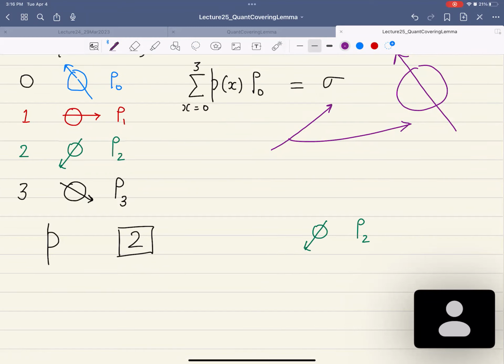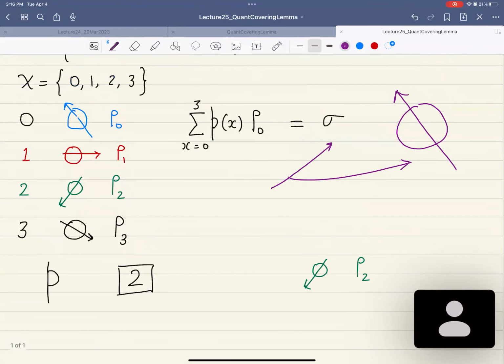Tomorrow I'm again going to pick this random index. I'm going to prepare the corresponding quantum state and give it to Bob. So now let's look at what is the quantum state that Bob is seeing. Essentially, the quantum state that Bob is seeing is sigma. He's not seeing the blue or the red or the green or the black.